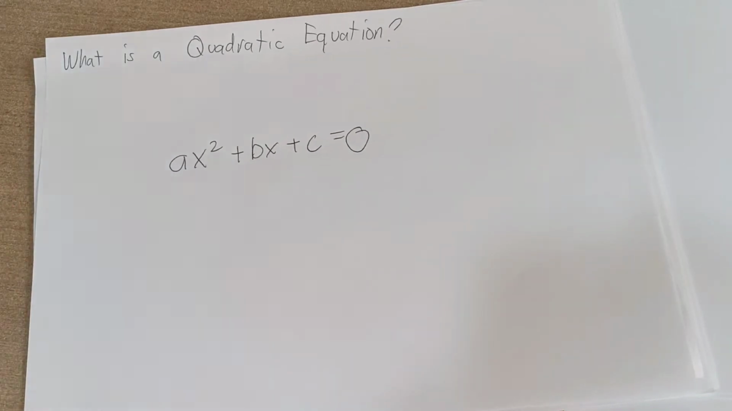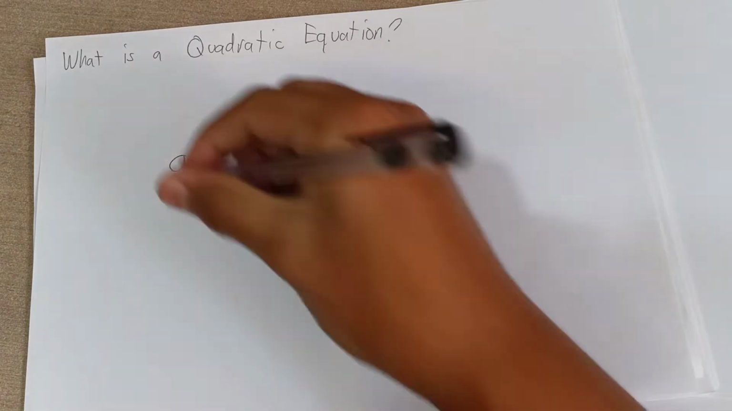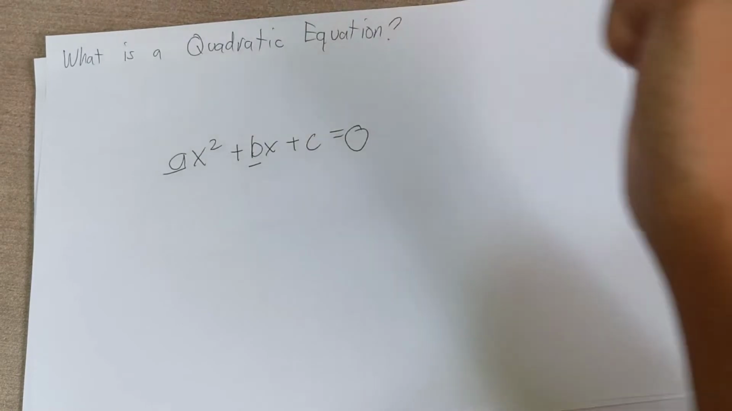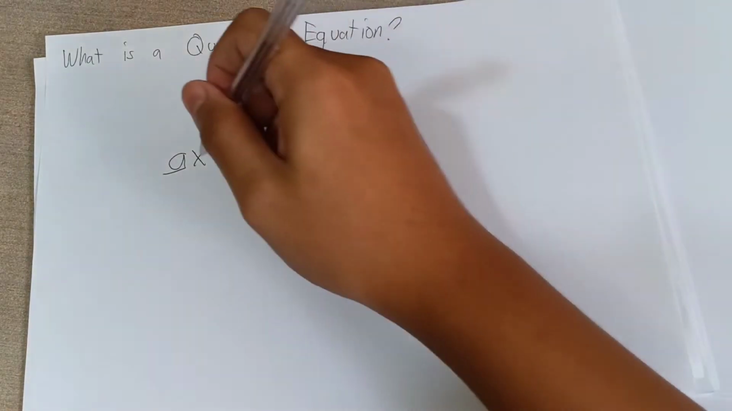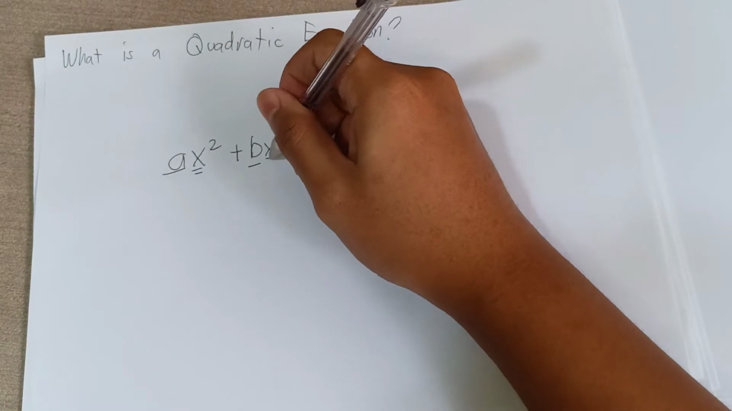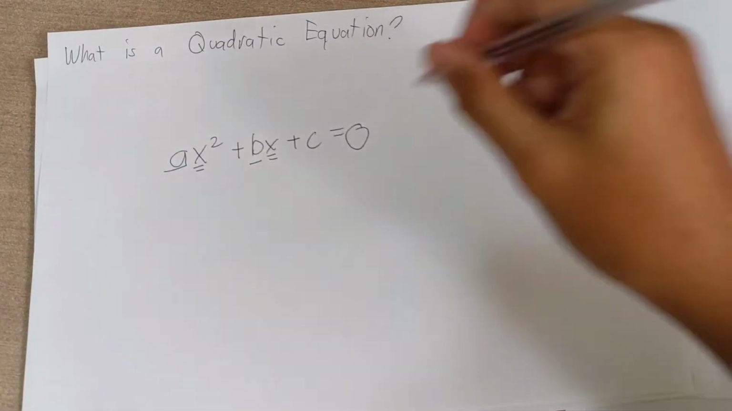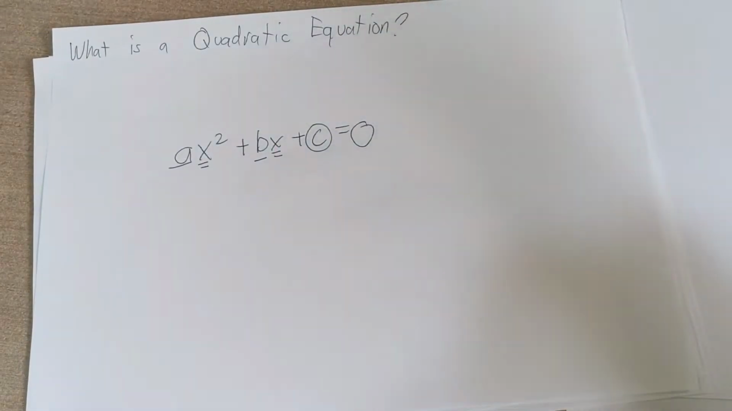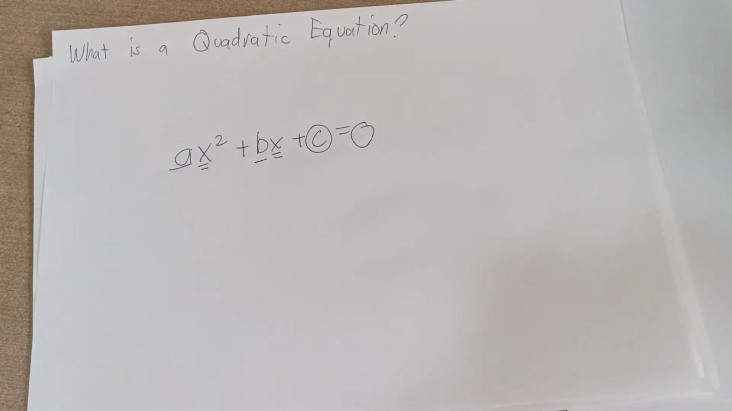Where a and b are the coefficients, x is the variable, and c is the constant term. The first condition for an equation to be a quadratic equation is that the coefficient of x squared, which is a, must be non-zero, meaning it should not be equal to 0.